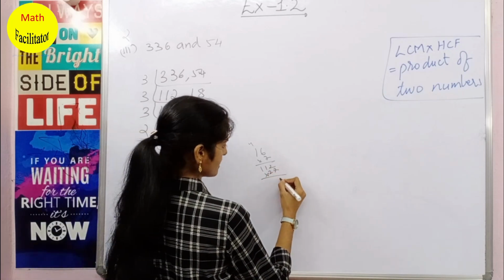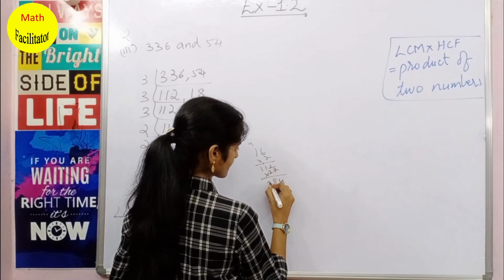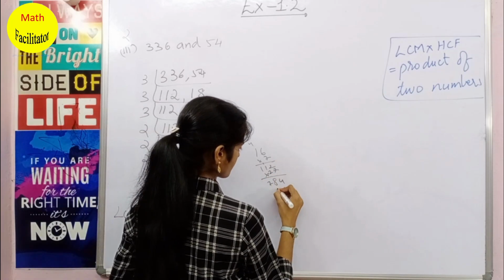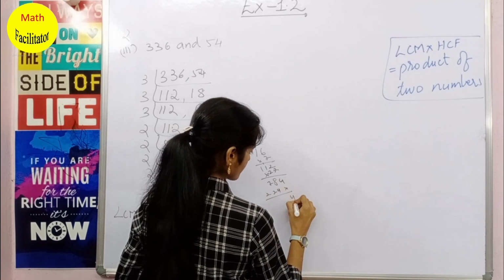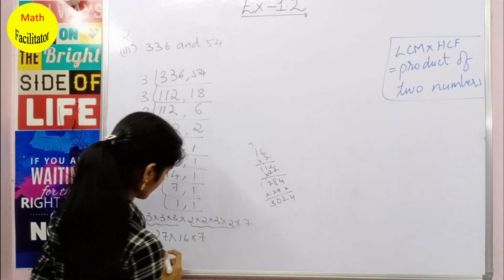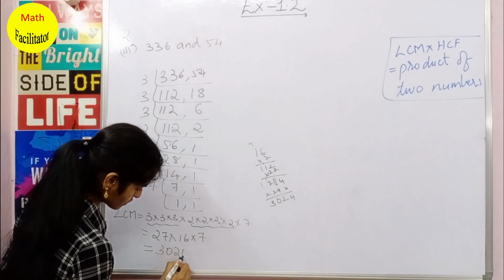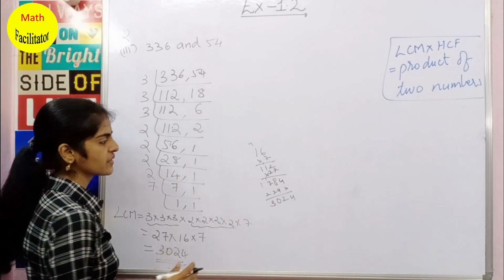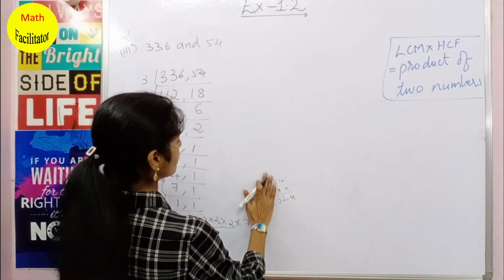Okay, so this is 14, 8, 7. So this is 4, 2, 2. So this is 4, 12, 8, 10, 3. So this is 3, 0, 2, 4. Clear? So now let us find the HCF of this.